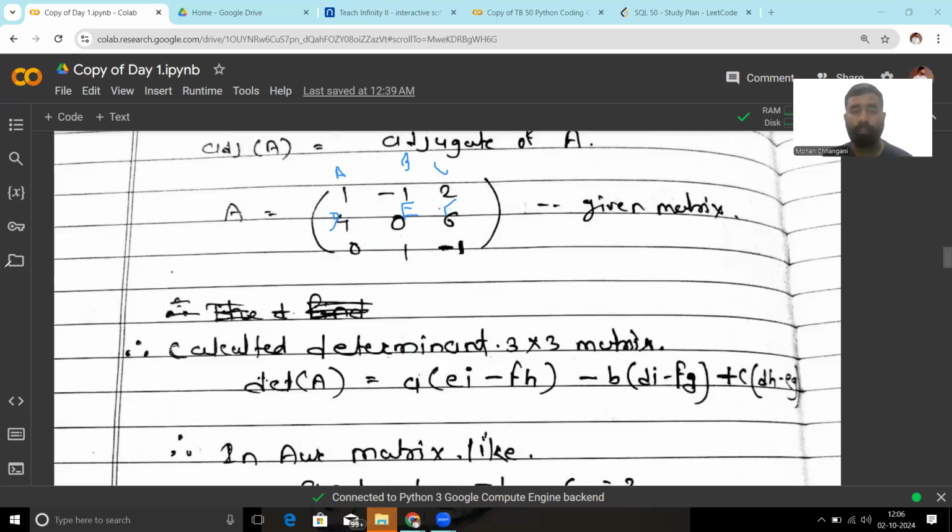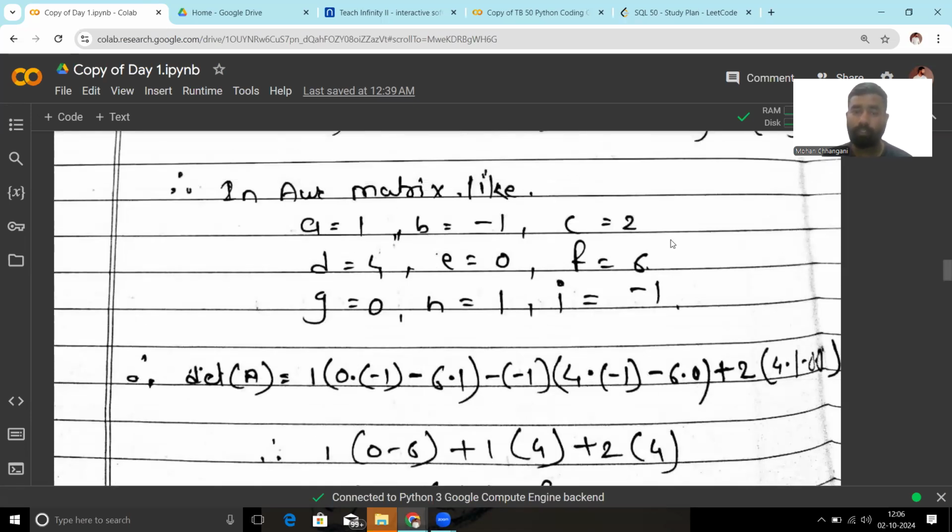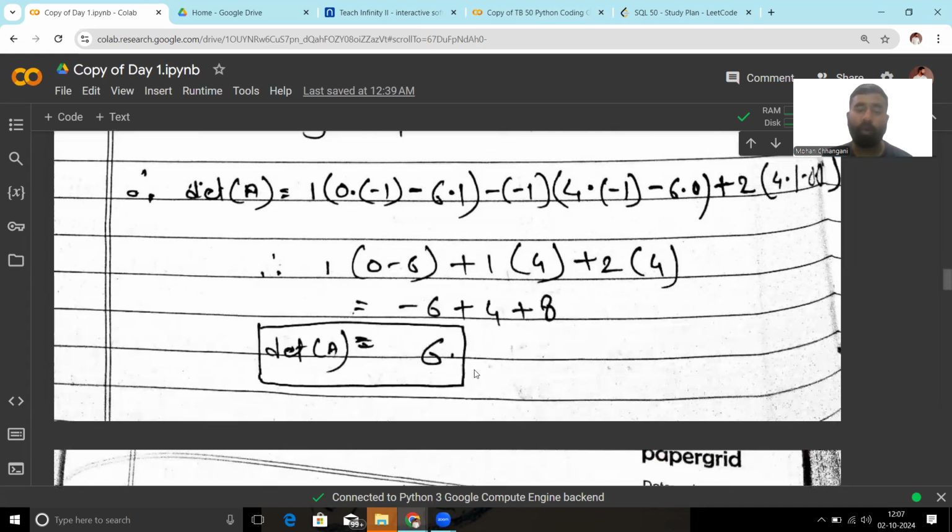Let me discuss how we put these in, so you can understand easily. Let me determine: A is in position 1, B is minus 1, C is 2. Then we put in the values. A is position 1 and the 0 is the E position, the minus 1 is the I position, then 6 is the F position and the 1. There is a cross multiplication technique in that: E is multiplied by I and F by H. We put in the formula and find the determinant of A. After calculation, we find the determinant is 6.